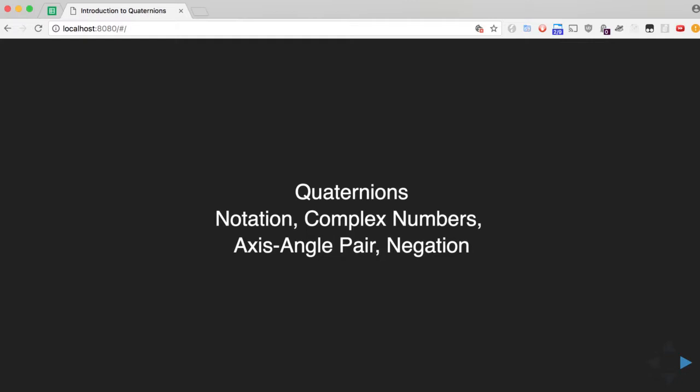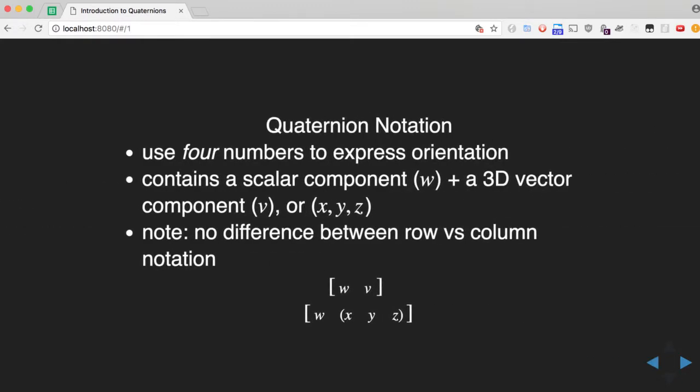We're going to start looking at quaternions today, and we're going to be looking at them for quite a few episodes. Today we're just going to be doing a few things with them. We're going to look at their general notation, their relationship to complex numbers, using them with an axis angle pair, and performing negation on them.